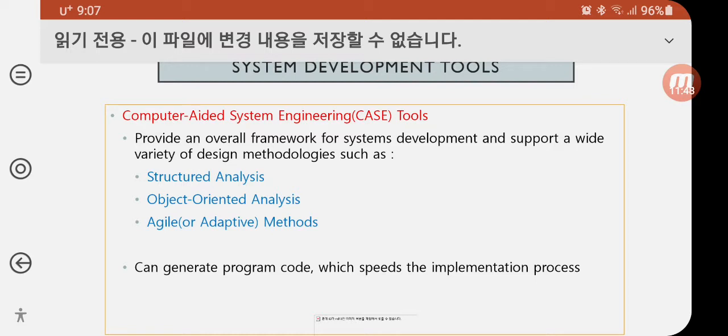Structured analysis, a traditional method for developing systems, organized into phases, time-tested and easy to understand. It uses phases called the system development life cycle, SDLC. Predictive approach. It uses process models to describe a system graphically.